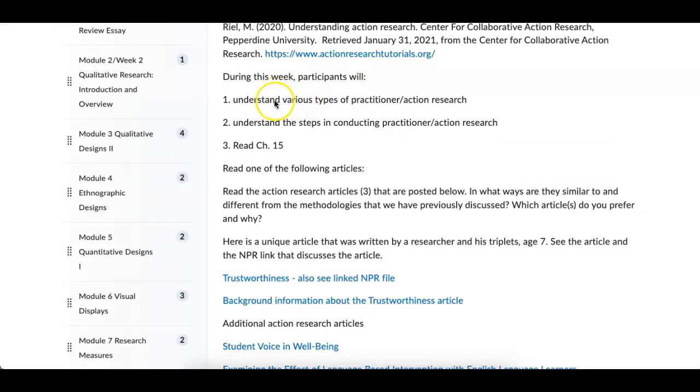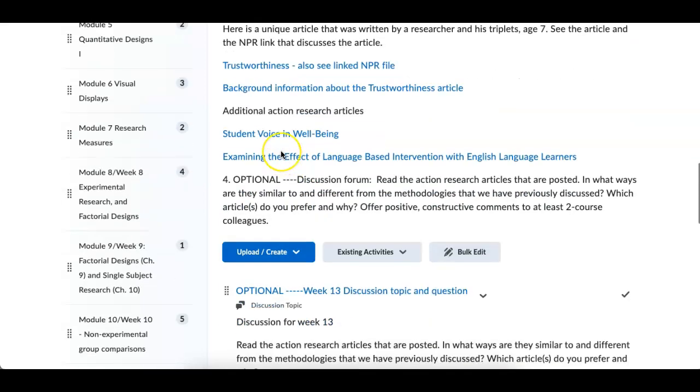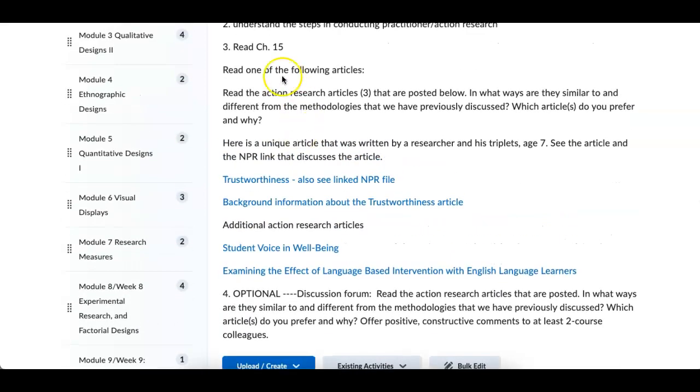It's practical based, and I've been involved with numerous action research studies to figure out a problem or to get information behind some kind of issue that we're looking at. I say it's a systematic process, but it isn't as formal a process as the research that we've been looking at. So first of all, these are the goals. Understand the various types of practitioner or action research, interchangeable with the words. Understand the steps. Read chapter 15, and then I'd like you to take a look at one of these articles.